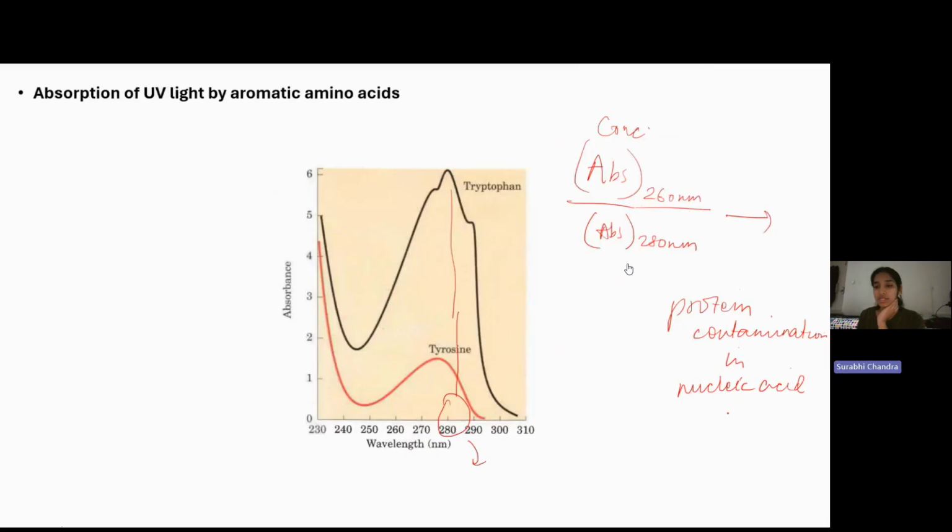Because we are talking about ratios here, there's another ratio, which is absorbance at 260 nanometers divided by absorbance at 230 nanometers. At 230 nanometers, we usually check the contamination by some organic solvents or polysaccharides.